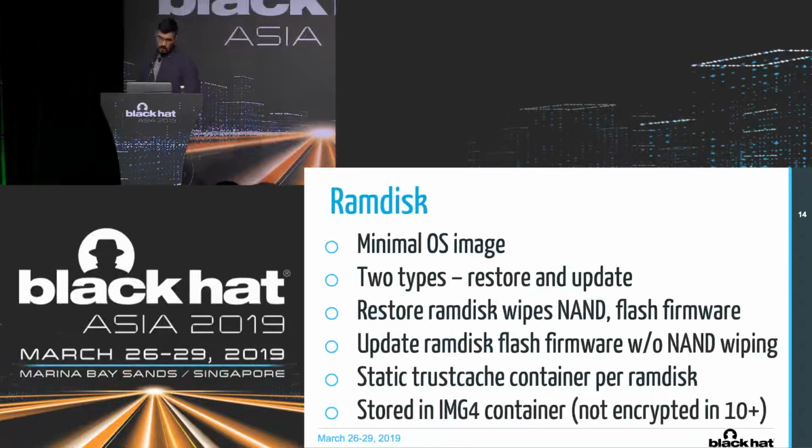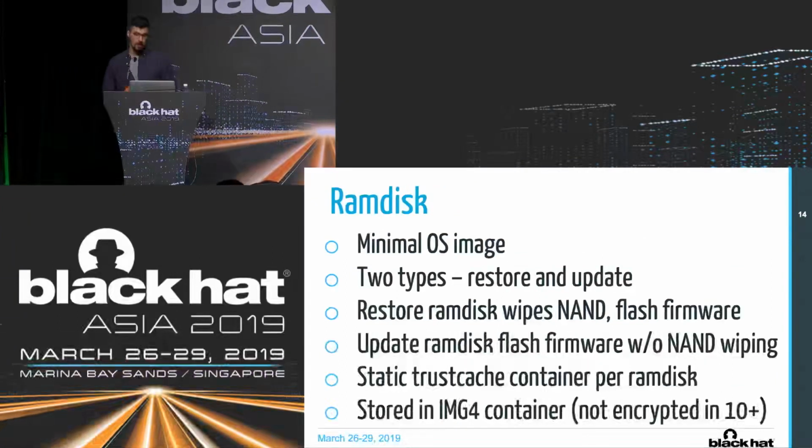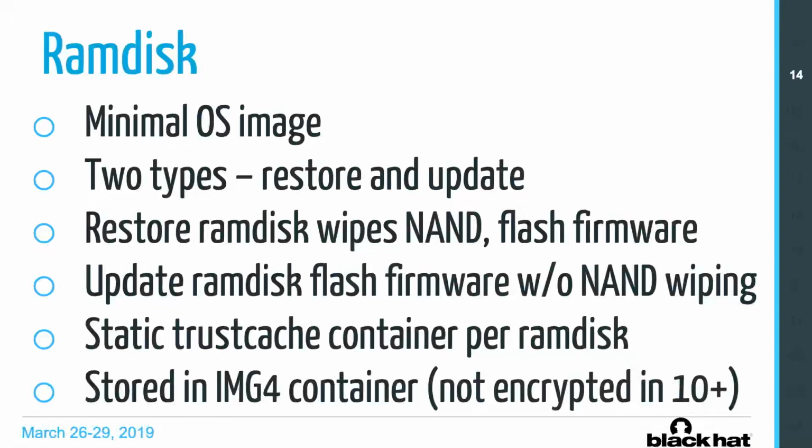The next one is the RAM disk. So the RAM disk is like a minimum OS image. It's a minimum set of frameworks and command line tools that are used for restore and update purposes. And that's why we have two types of RAM disk. The only difference is that the restore RAM disk wipes everything from NAND and then flashes the firmware. And the update RAM disk is not wiping NAND, it's just applying the different deltas during the update process.